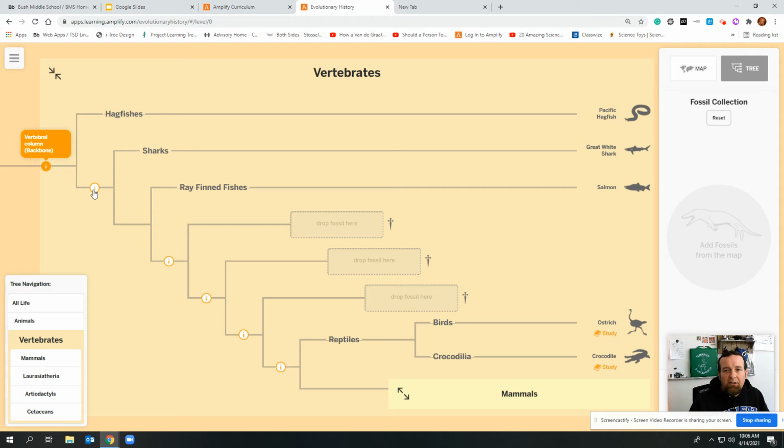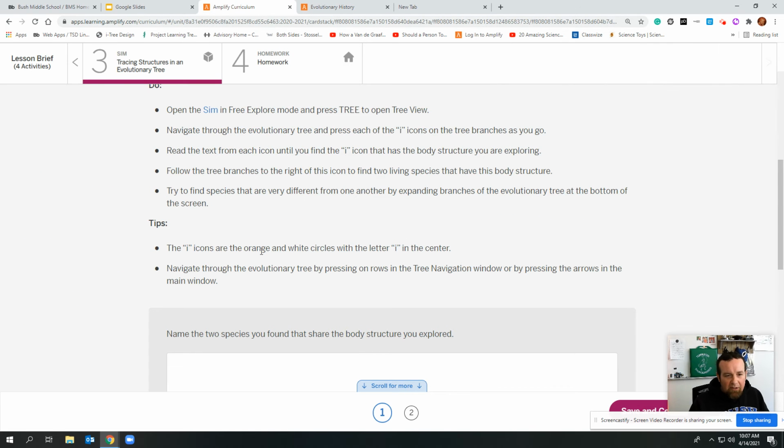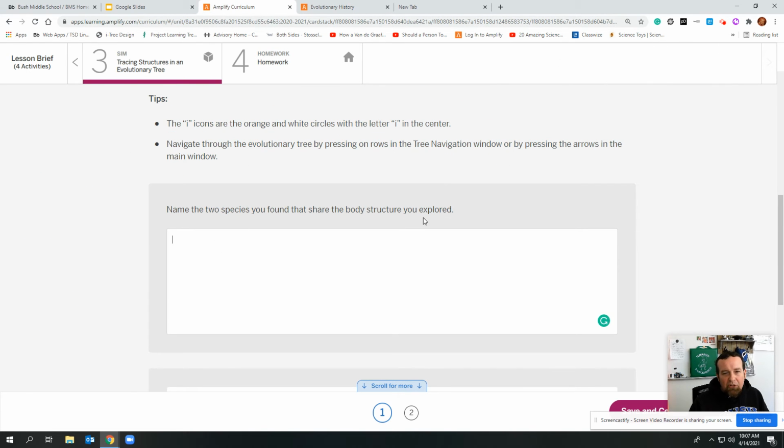So let's find something that has that. So we could say a hagfish. Hagfishes have that. Sharks have that. We can keep going too. This is where we're going to see different developments. And if you chose something other than a vertebral column, like jaws, humerus, neck, limbs, digits, all of that stuff, you can keep on following this trail to the right. But right now, I could just put in hagfishes and sharks if I wanted to, because I think, yeah, name two species that you found share the body structure you explored.